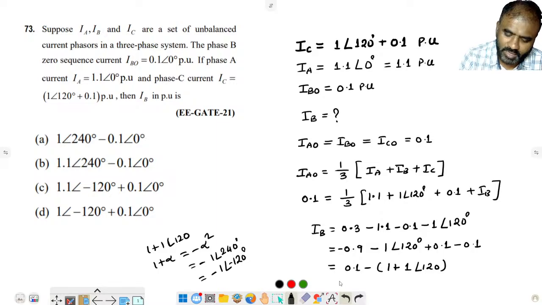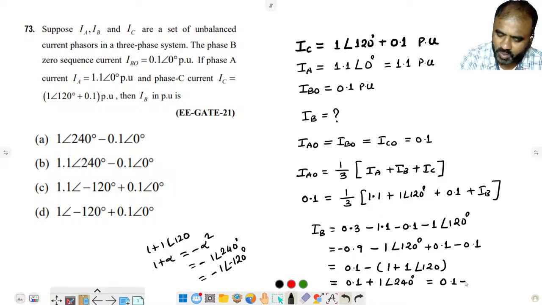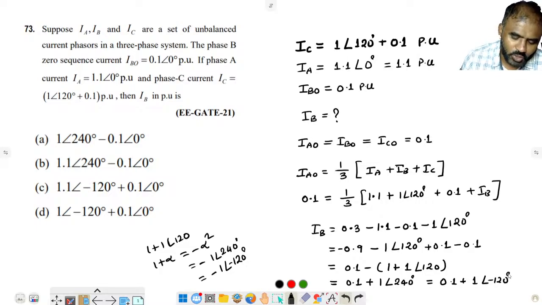Now you check, what is the answer? So 0.1 minus, sorry, minus alpha square. 1 plus alpha will be replaced with minus into minus, plus 1 at an angle 240 degrees, otherwise 1 at an angle minus 120. Let's check the option. The same thing we can write: 0.1 plus 1 at an angle minus 120. Both are equally valid. So which option is satisfying this?